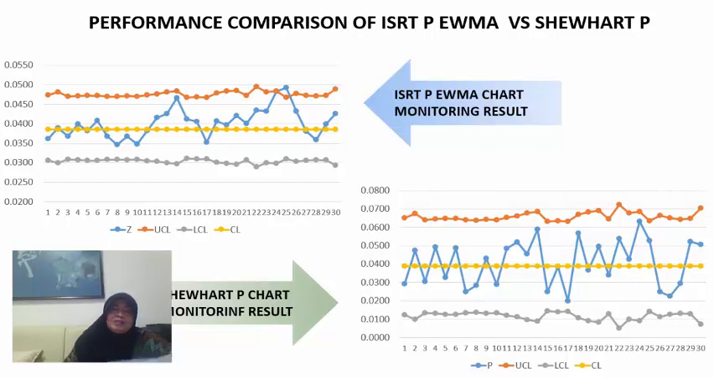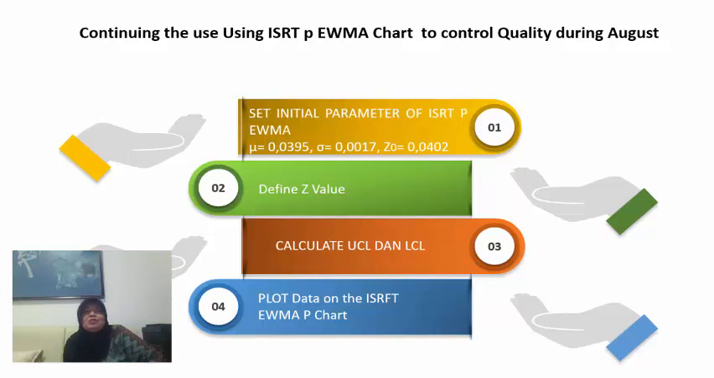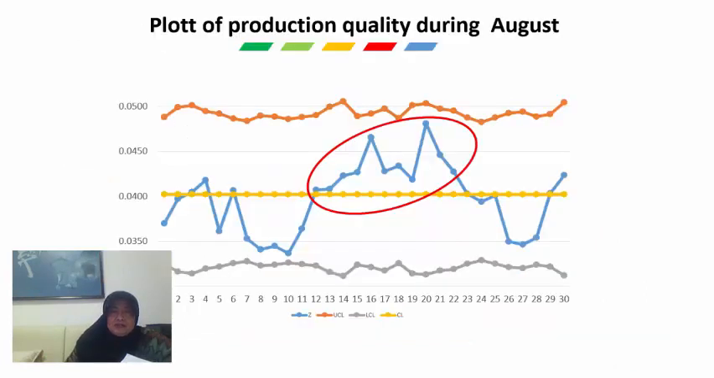Comparing both chart performances in this slide, we can conclude that the proposed chart is better than the Shewhart chart. Continuing the use of the chart to control the quality during the next month, August, we run the same procedure and use the parameters from July to monitor the actual production process in August.